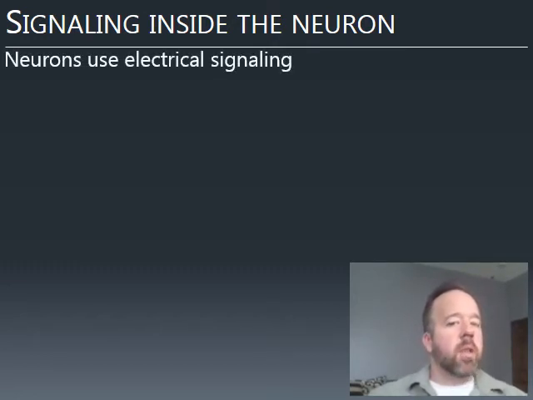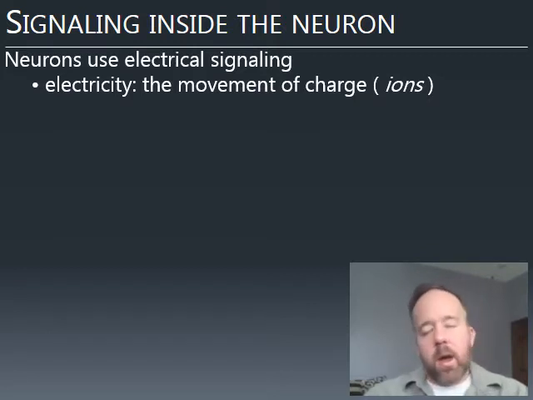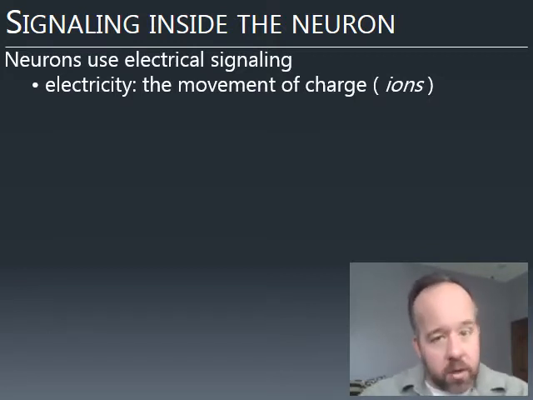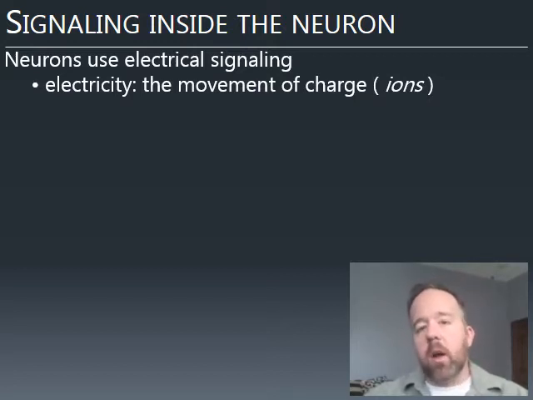So neurons use electrical signaling. The signals that you can record and measure from a neuron are based on electricity. And in this case, electricity is the movement of charge. That's what electricity is defined as. Now, in electrical devices or in the wall, you have the movement of electrons. And electrons are charged particles. They're subatomic particles that make up an atom. In this case, the electrical charge is the movement of whole atoms. So when we're talking about the neuron, we're talking about whole atoms moving around, and these atoms carry charge.